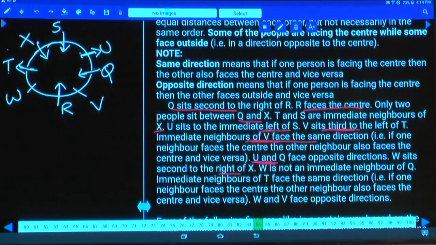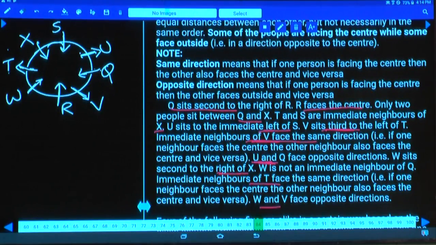And W sits second to the right of X. We have taken that information. W is not an immediate neighbor of Q. Immediate neighbors of T face the same direction. T's neighbors X and W are facing the same direction. W and V face opposite. If W is inward, V will be outward.